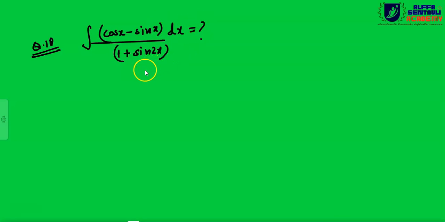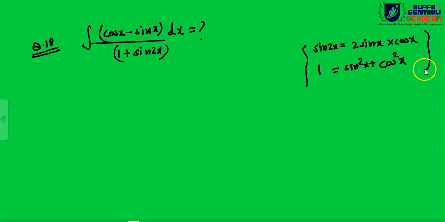How will we solve? Because in the denominator sine 2x is given. Correct, so your answer is correct. In place of sine 2x, it can be written as what, beta? This can be written as 2 sine x into cos x. This is the formula of sine 2x, right? And 1 can be written as sine square x plus cos square x. This is a trigonometric identity that we have studied from class 9th onwards.